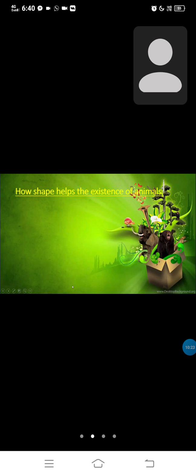Next, we are going to learn about how shape helps the existence of animals. The streamlined body and fins help fish to swim and steer through the water. And the hollow, lightweight bones, streamlined body and wings help birds to fly. Here you can see the streamlined body shape of these two fish. And here you can see the strong wings of the birds.